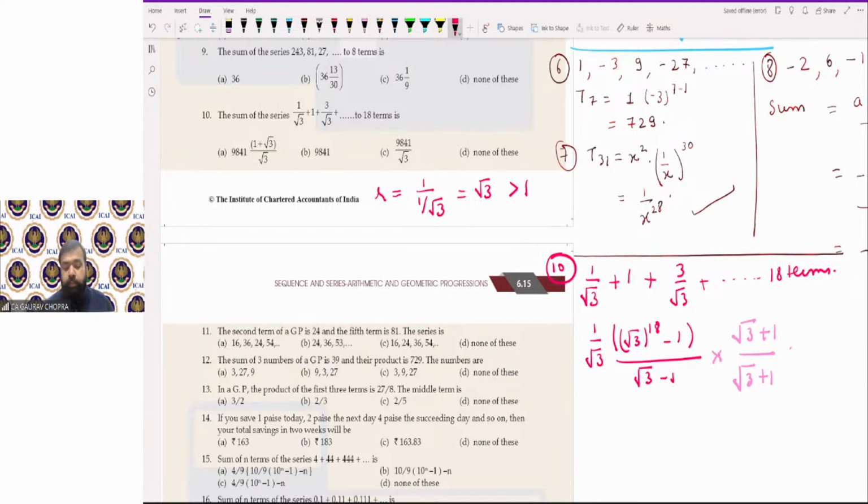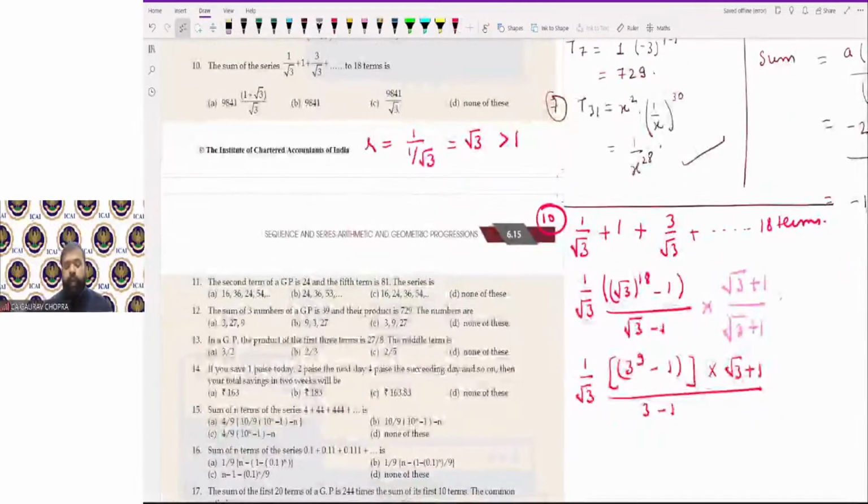सो व्हाट विल बी द नेक्स्ट स्टेप? इसको सिंप्लीफाई करते हैं. 1 अपॉन √3. नाउ √3 का पावर 18 मतलब 3 की पावर 9. तो 3 की पावर 9 को आपको यहाँ पे सॉल्व करना है, minus 1. ओके. देन मल्टीप्लाई बाय √3 plus 1, अपॉन में क्या रहेगा? √3 minus 1, √3 plus 1, a plus b a minus b. तो a square minus b square का फॉर्मूला आपने अप्लाई कर दिया. Now you can simplify and get the answer.